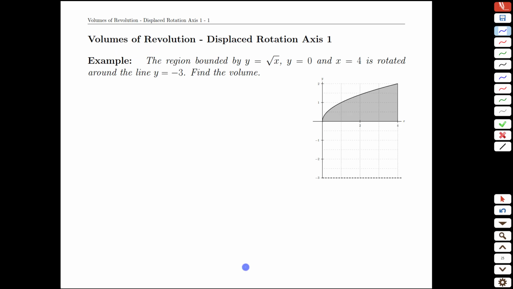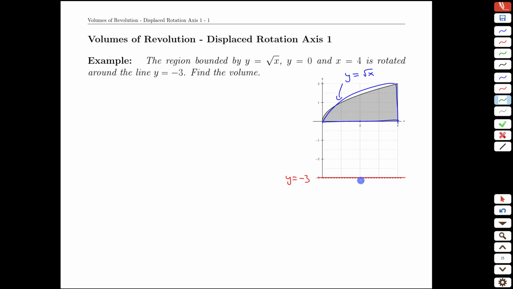In this video, we're going to look at volumes of revolution again, where the axis is not going to be one of the cardinal axes, the x and y axis. We're going to work with a region bounded by y equals square root of x, and y equals 0, which is this boundary, and x equals 4, so that defines this shaded region. We're now going to rotate around a line off-center though, y equals -3. So that's this axis here.